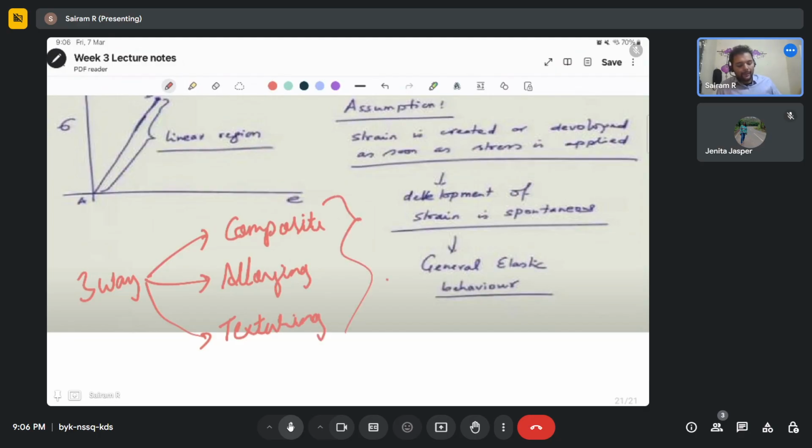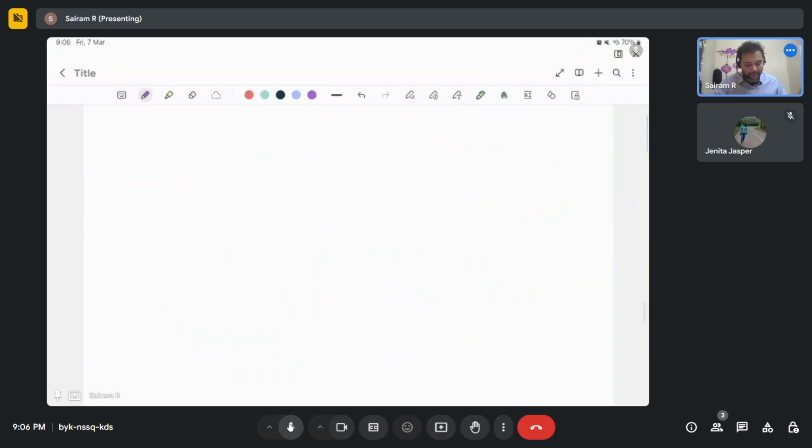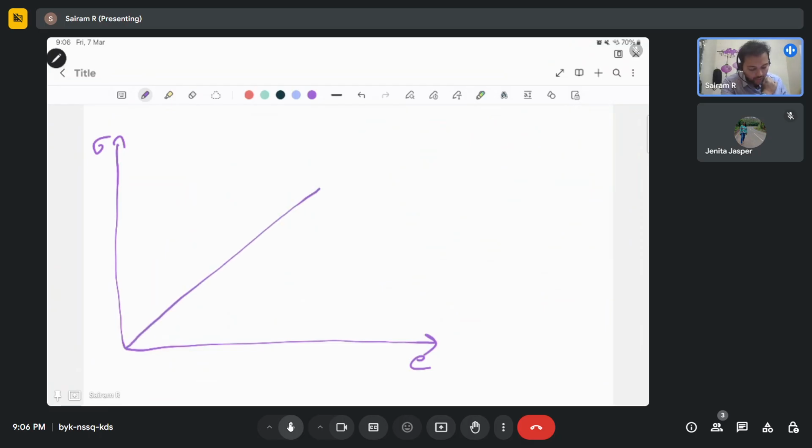Now we will come to the most important part of this week's classes. In a stress strain curve, we have the assumption that it is going to be linear as we apply load, and then when we release load, it is going to come back in the same way, right? But what if in certain cases there is a delay?